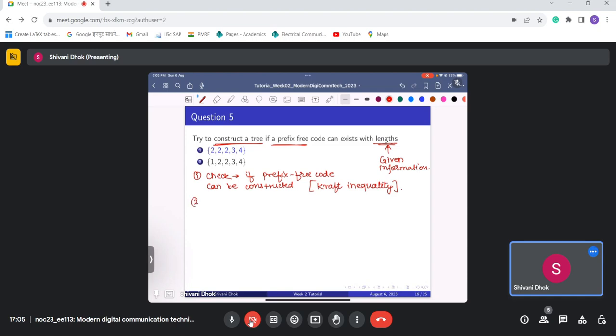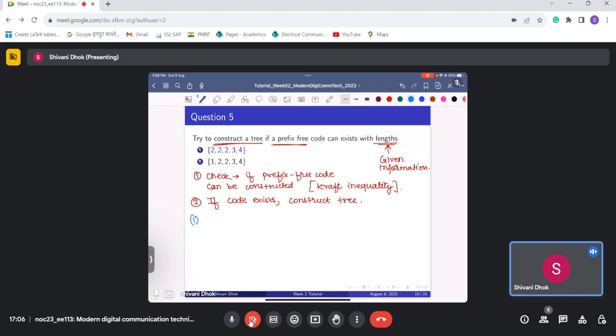And the next thing we'll do, if a code exists, we will construct a tree. Now this construction of the tree is purely arbitrary right now. The probabilistic nature and other things will be taken into consideration as we proceed in next week's content. That will be much more interesting. However, let us just see if some tree exists or not.